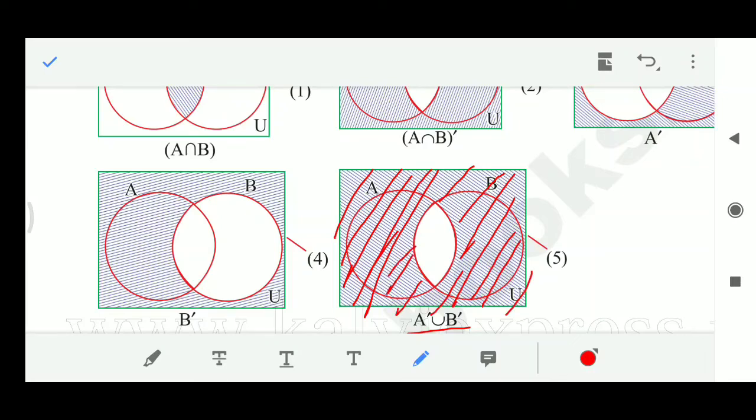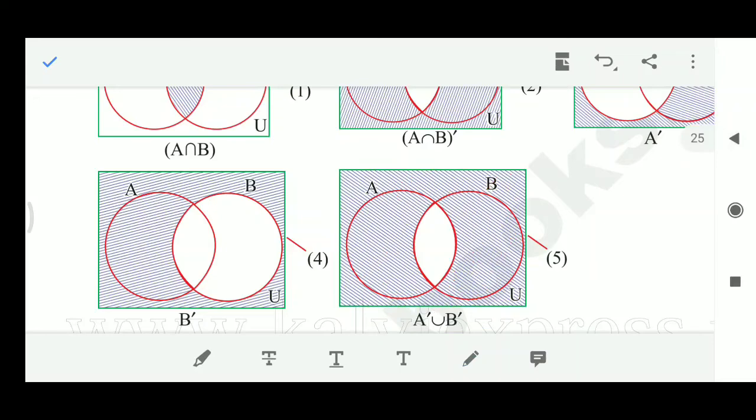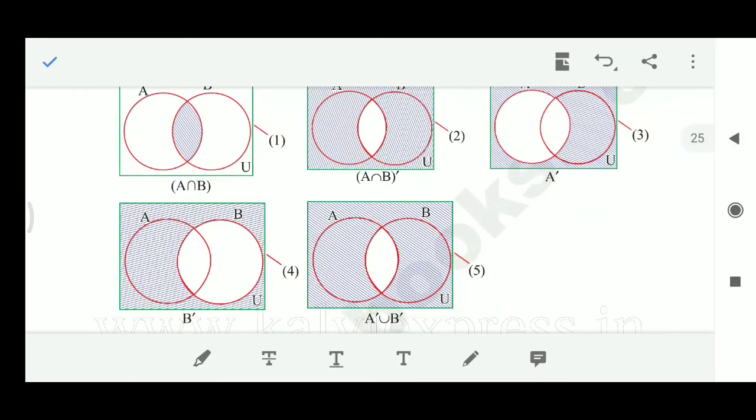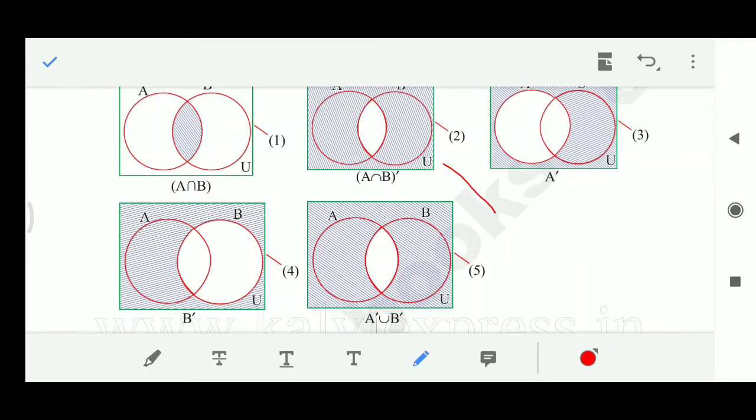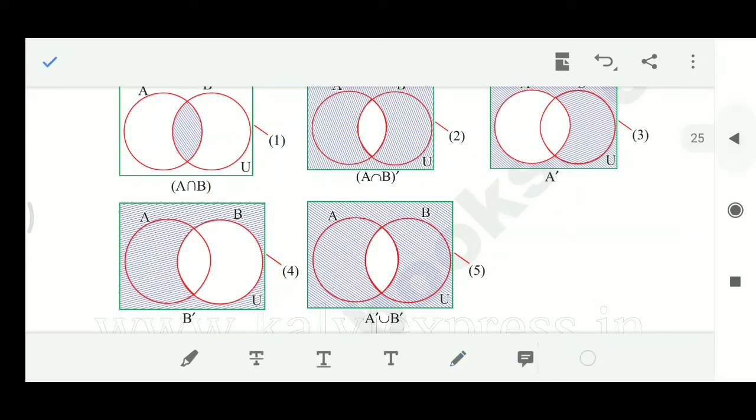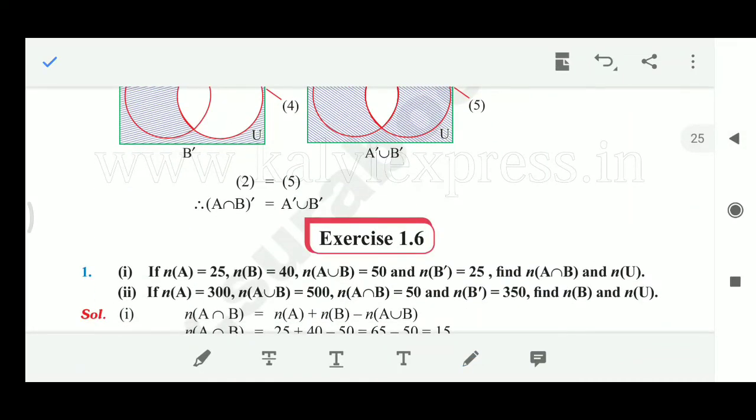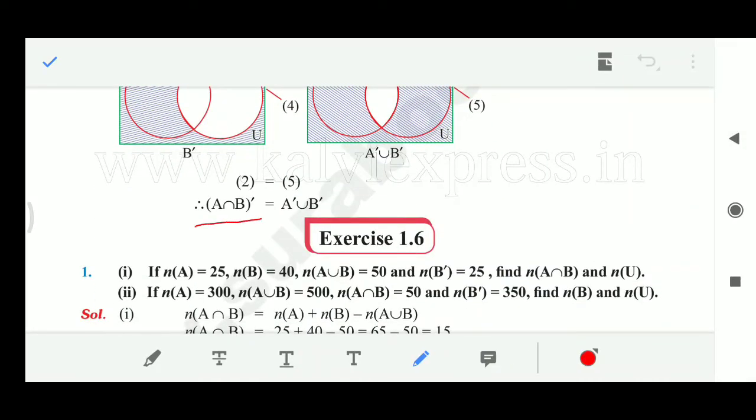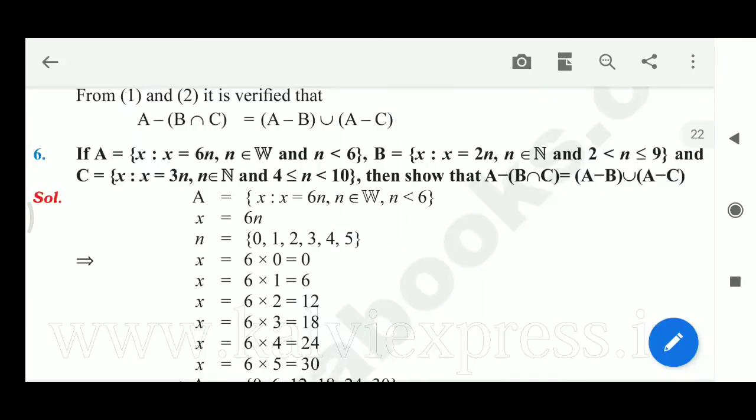So if you look at this, the fifth diagram and the second diagram look the same. Look at the second diagram and the fifth one, both are equal. So (A intersection B)' is equal to A' union B'. It is verified using Venn diagram.